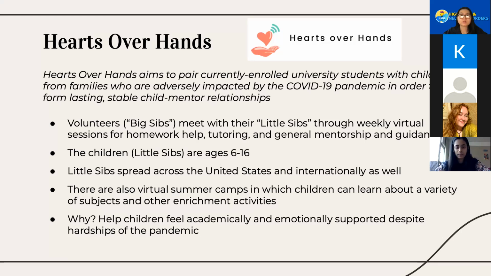The children are ages 6 to 16, and little sibs are spread across the United States and internationally as well. There are also virtual summer camps in which children can learn about a variety of subjects and other enrichment activities. This is really impactful because you can help children feel academically and emotionally supported despite hardships of the pandemic, and you can even create friends from across the globe.